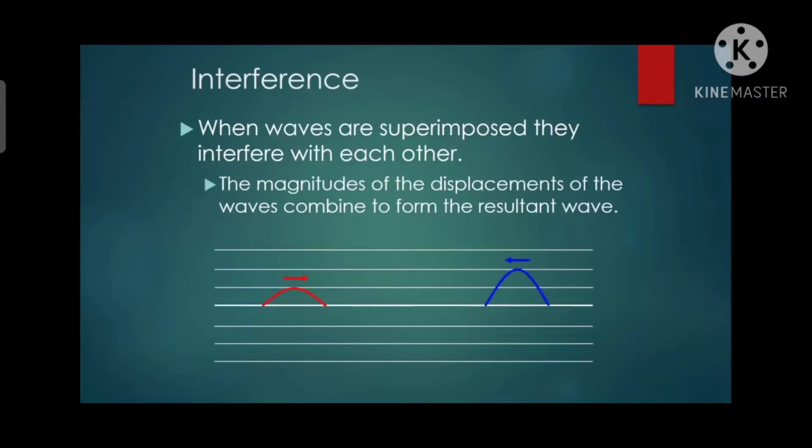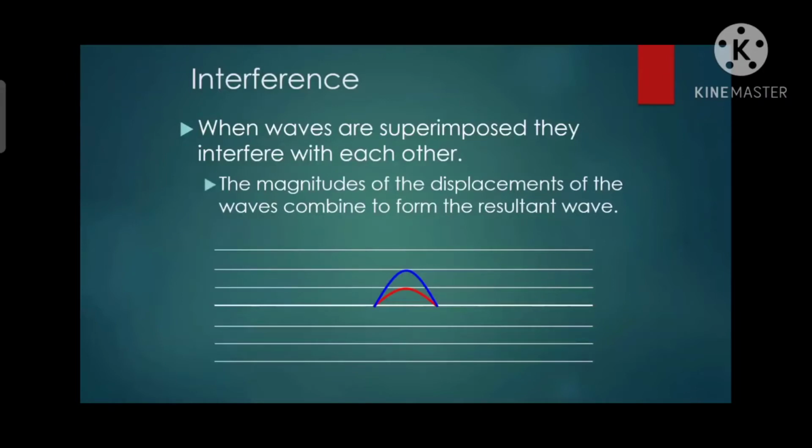We have this red pulse moving toward the right and we have this blue pulse moving toward the left. Eventually, they get to the same place at the same time. Now, assuming this is a mechanical wave, the particles of the medium can't be in two places at the same time. So, the displacement of the red pulse and the blue pulse combine to give us the resulting wave.